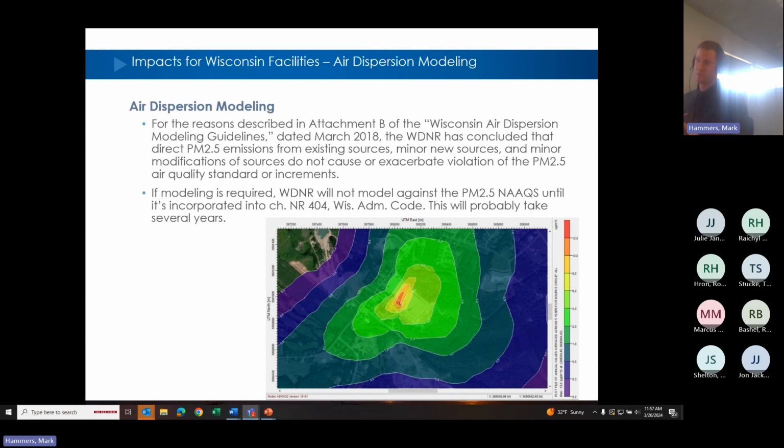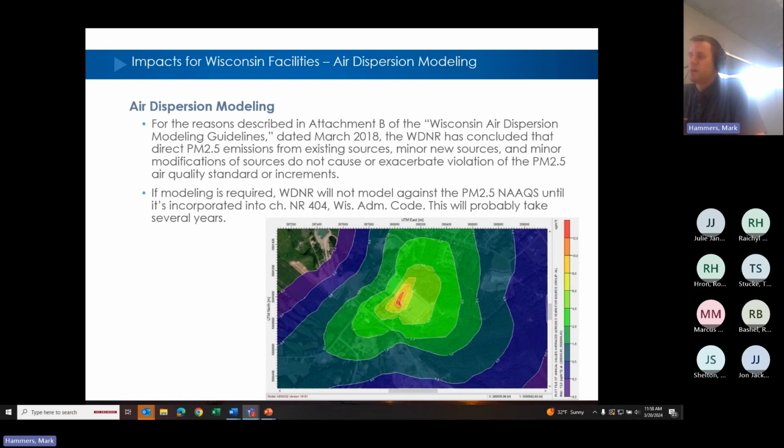modeling the potential emissions, in this case PM2.5, and determining whether or not you exceed or can cause an exceedance of the NAAQS. So the DNR uses this tool to determine whether or not you will meet this new PM2.5 standard. You can see an output of the model down below. I believe that's from Lakes Environmental, and I believe that's for PM2.5.